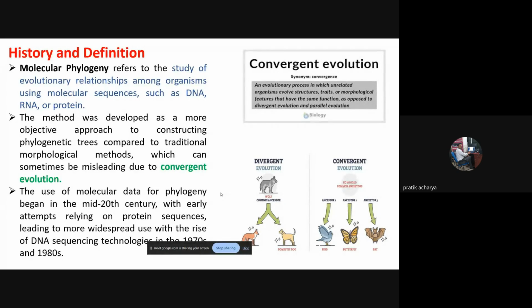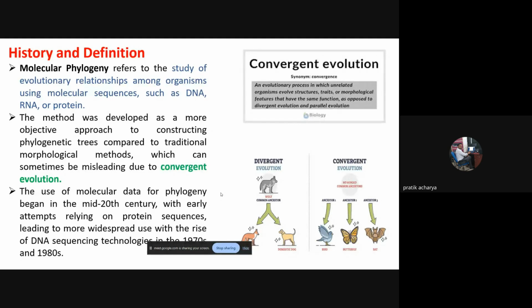If we discuss convergent and divergent evolution: divergent evolution means the same organs have a different function, though the origin is the same, but due to diversified habitat selection, organisms show different functions. But convergent evolution shows what? Different origins are there, but the organs show similar function.